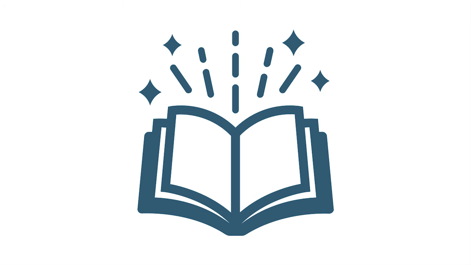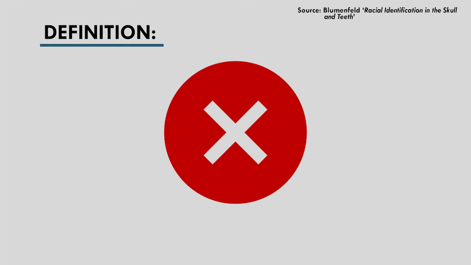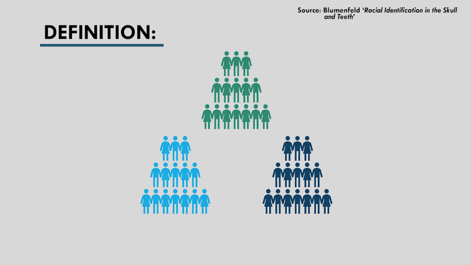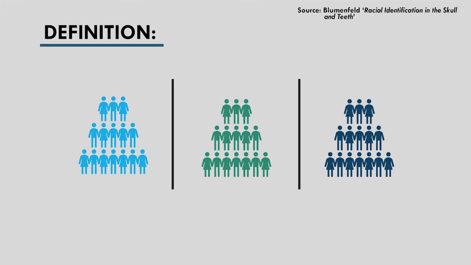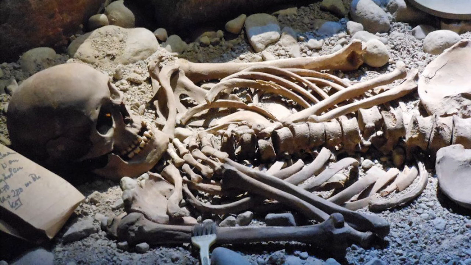However, to ensure we're all on the same page, we need to define what race is. We'll be using a definition from an article titled "Racial Identification in the Skull and Teeth" by Jody Blumenfield. Quote, "The term race describes populations, not individuals, and it implies that a population or group of populations is sufficiently different from all others in the species to be separately recognized." End quote. In other words, race is a way for different populations to be classified. And it's important to keep in mind that this is used in forensics for one purpose: identifying human skeletal remains, and that's the area we'll be delving into.